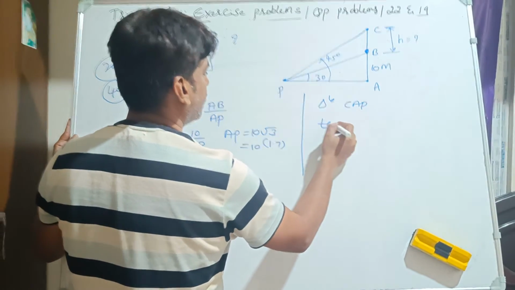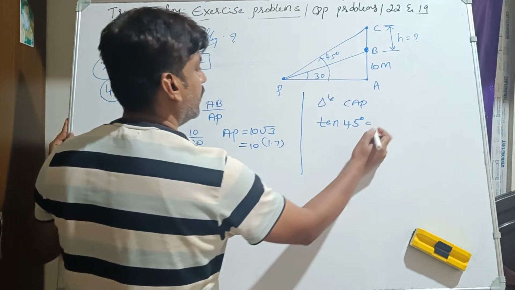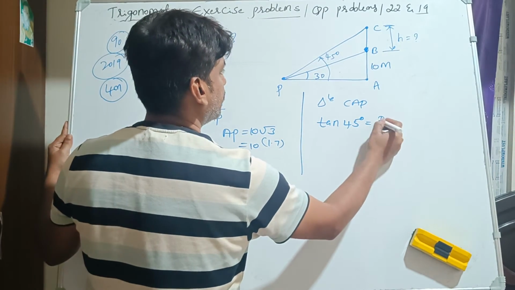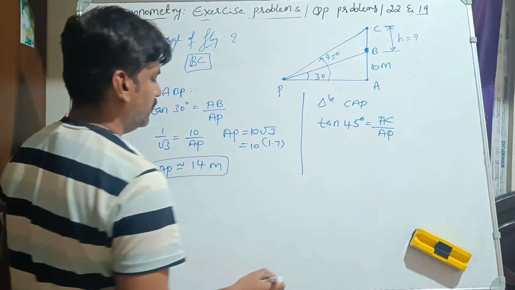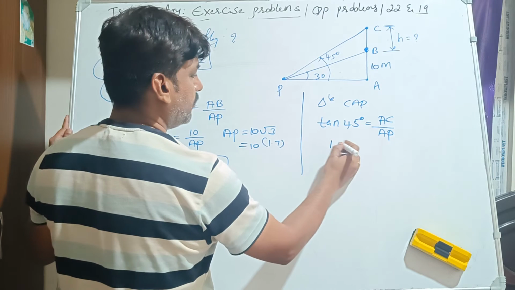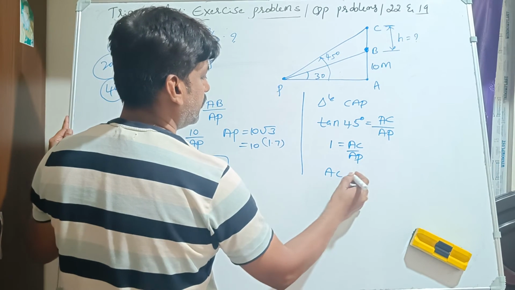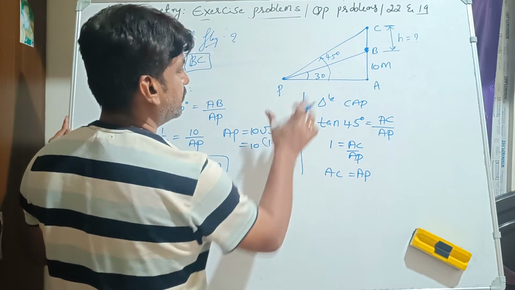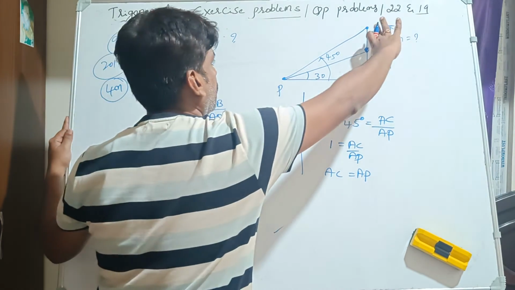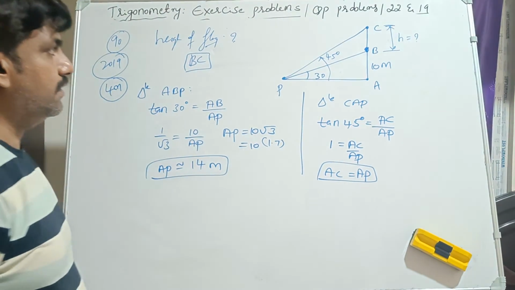From this triangle we will write tan 45. What is tan 45? Opposite by adjacent. What is opposite? AC divided by AP, right? Tan 45 is 1. So it is AC divided by AP. So AC is nothing but AP. So this is exactly equal to this. That is the conclusion we get from this, right?